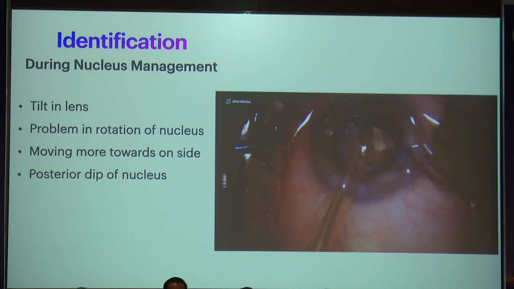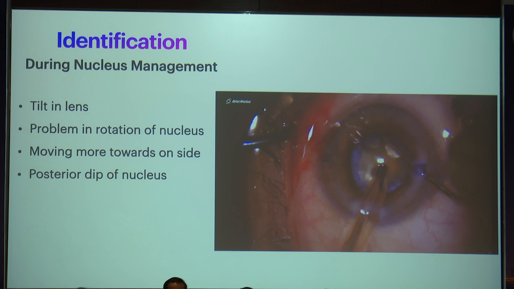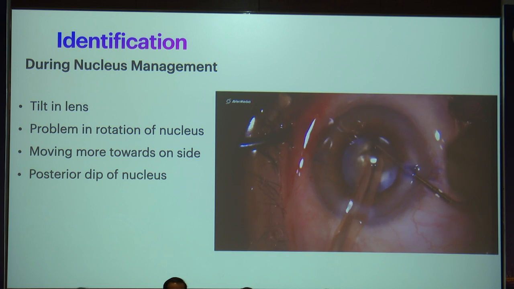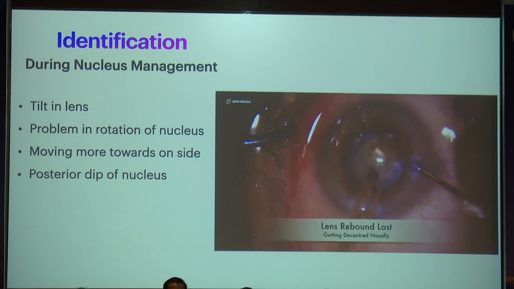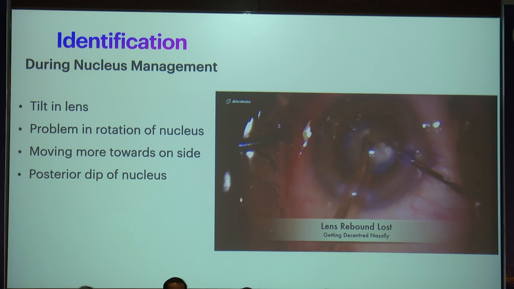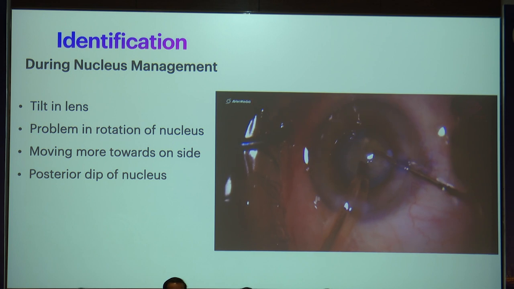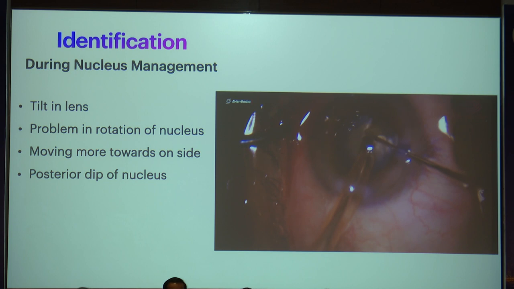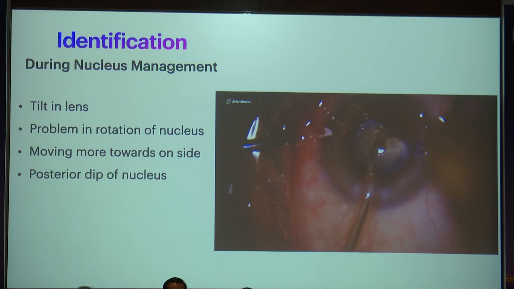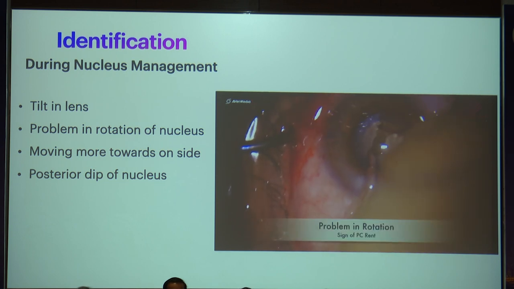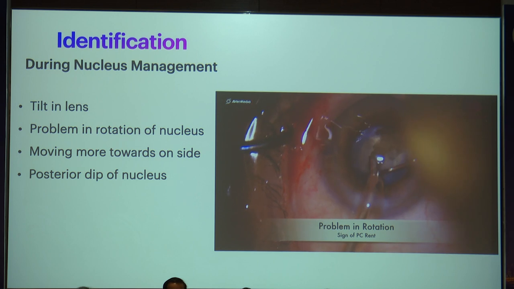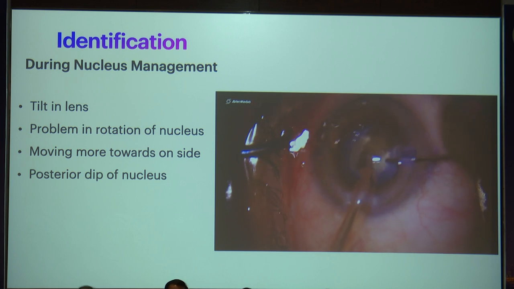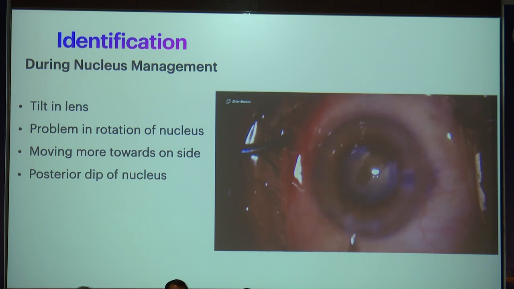After this, what you see here is that the nucleus has started behaving abnormally. It is going more towards the medial side. It's a temporal incision, and it would not rotate. So I had an understanding that something has gone wrong, but I was still trying to salvage the situation. As you can see, it's not rotating now. After this, it's just going inferiorly. Then I tried to center it again.